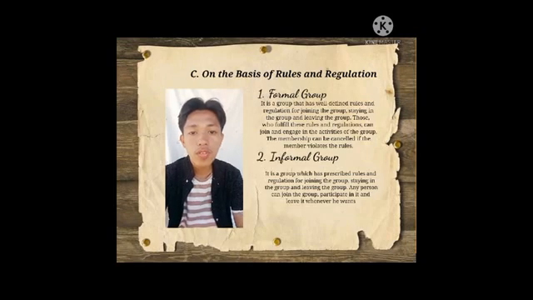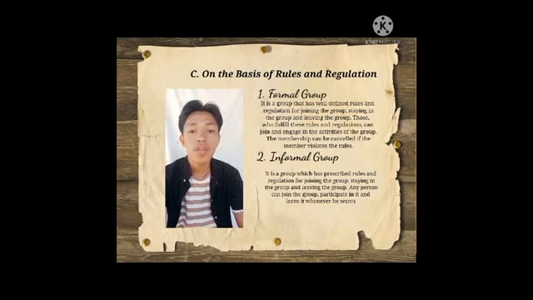On the basis of rules and regulation, there are two groups, formal group and informal group. Formal group. It is a group that has well-defined rules and regulations for joining a group, staying in a group, and leaving a group. Those who fulfill the rules and regulations can join and engage in the activities of the group. The membership can be cancelled if the member violates the rules. Examples: organizations, banks, hospitals, educational institutions, officials, associations, and firms, and so on.